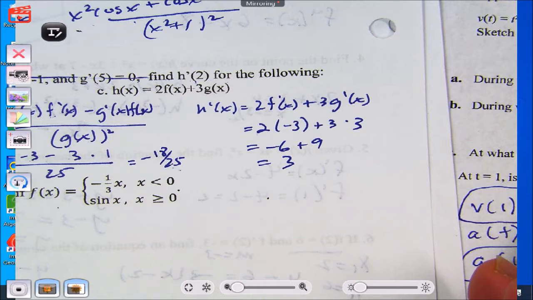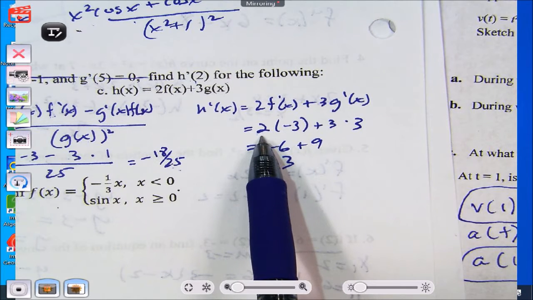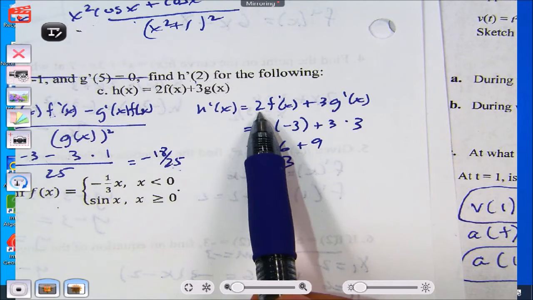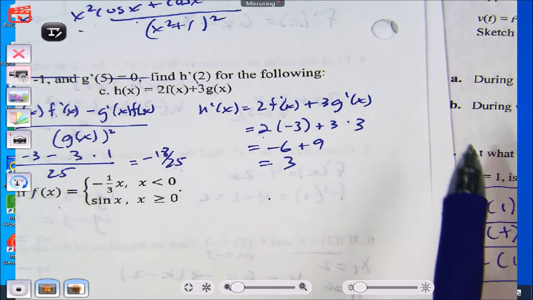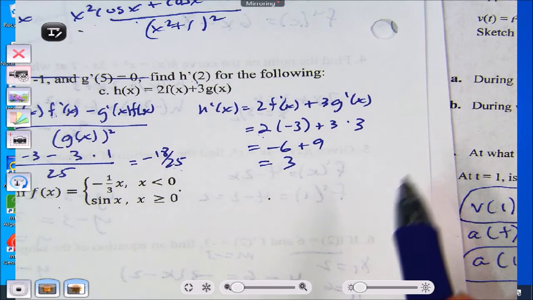Blake, where'd I get this to? No, you don't have to use the product rule for that. That's the constant multiple rule. Oh, right, I remember that. Which means the constant just follows the derivative. I'm confused.